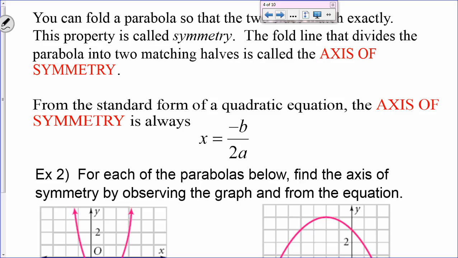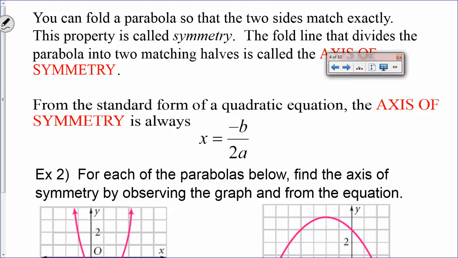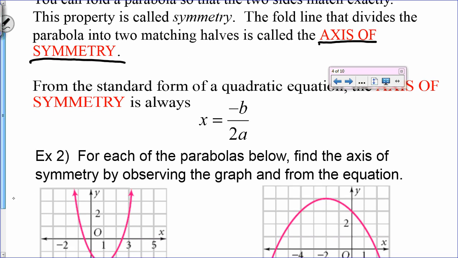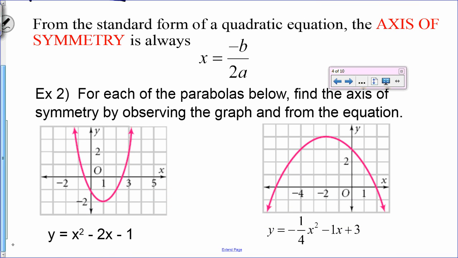You can fold a parabola so that the two sides match exactly. This property is called symmetry. Okay, the fold line that divides the parabola into two matching halves is called the axis of symmetry. Okay, understanding the axis of symmetry and what it does to a parabola is important. Okay, it cuts it in half.